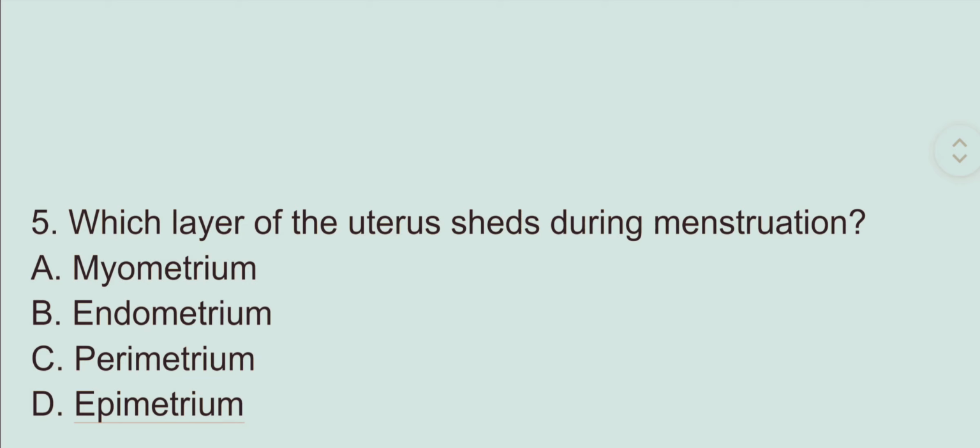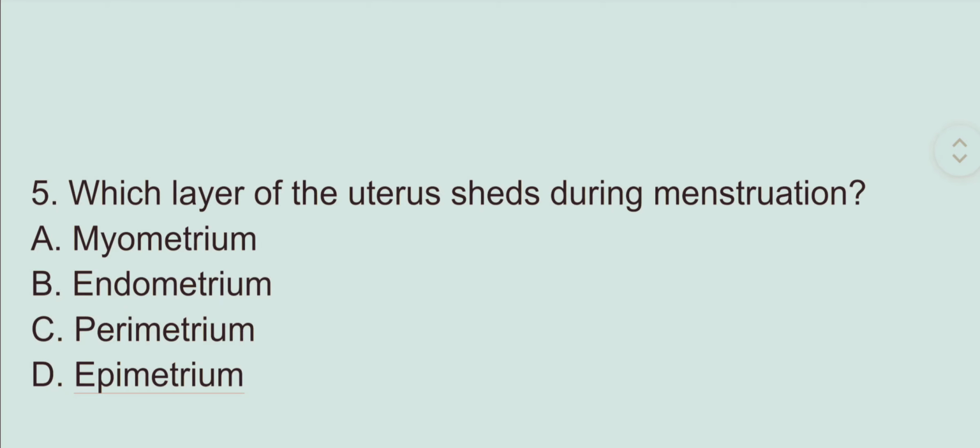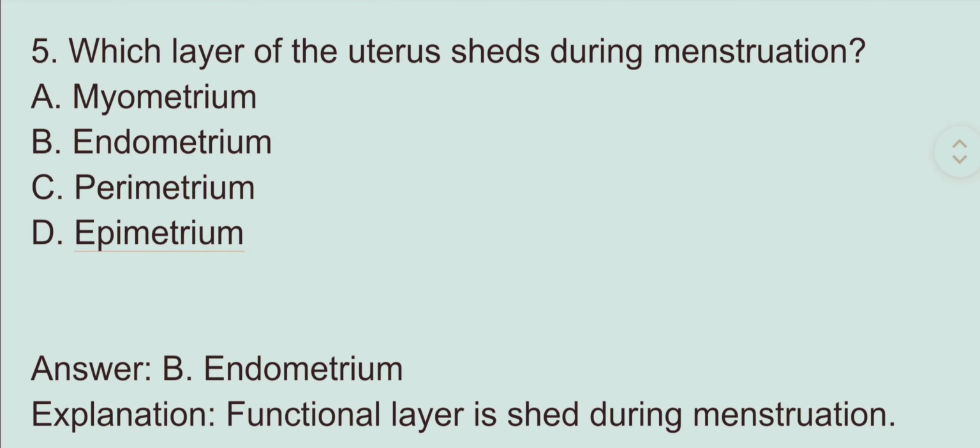Question number 5. Which layer of the uterus sheds during menstruation? The correct option is option B. Endometrium. The functional layer is shed during menstruation, which is the endometrium.